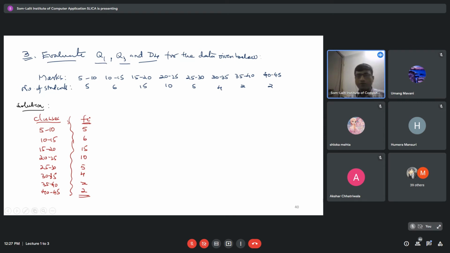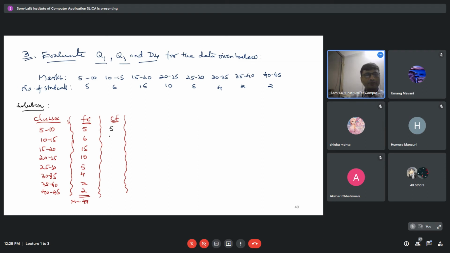Look back, how much you are getting. 49. Not 50. Okay. So here n is 49. We need to prepare the column for CF, cumulative frequency CF. So let's prepare that. So here we have 5.